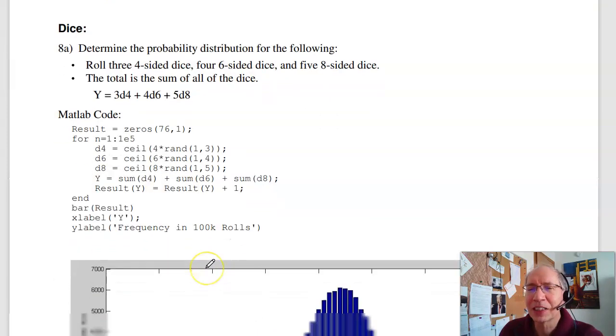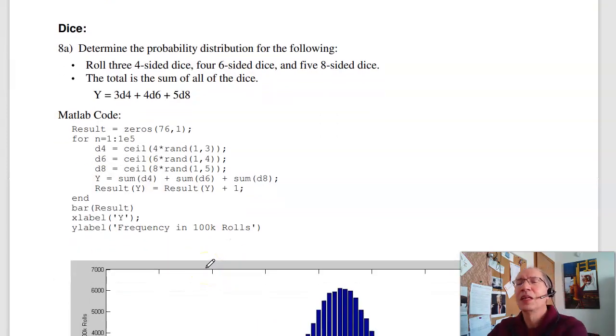This is kind of a cute sidelight. Another thing MATLAB is good for: you can roll dice. So one way to do that is this would be a 4-sided die, 6-sided, and 8-sided die.